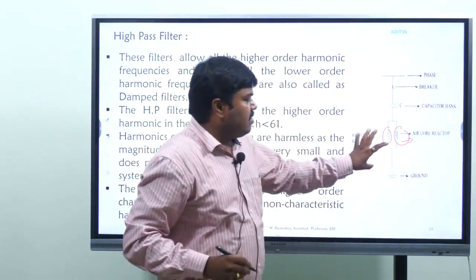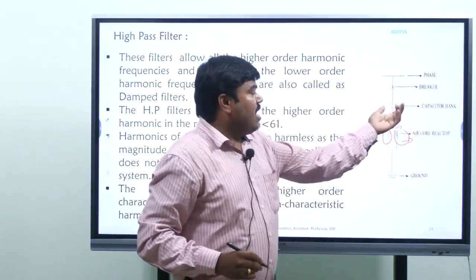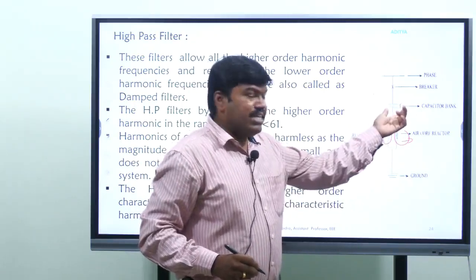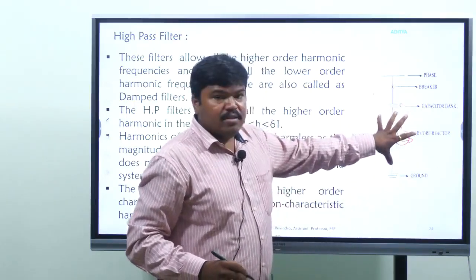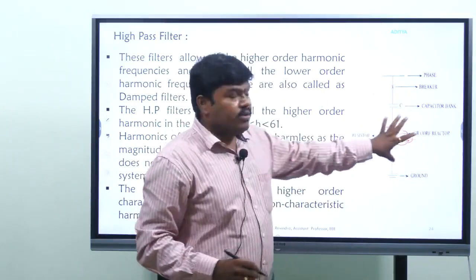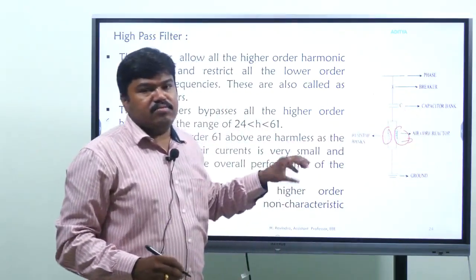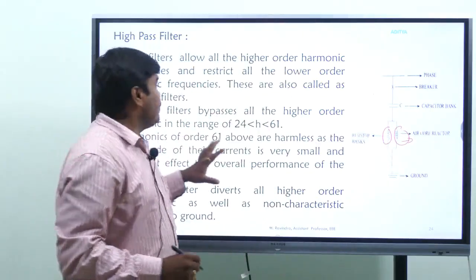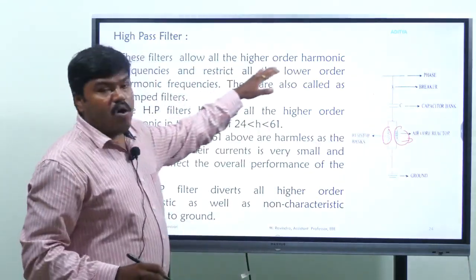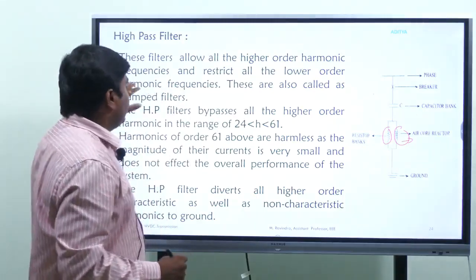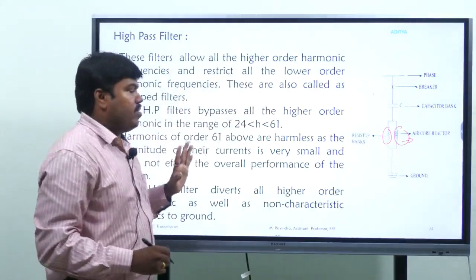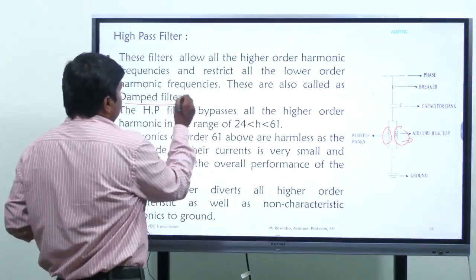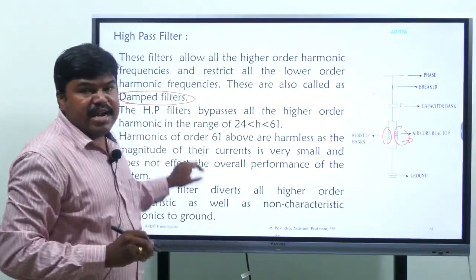That means the resistor and the air core reactor, these two are in parallel, and in series with the capacitor. This total is called a high pass filter. That means this total thing provides a low impedance compared to that of the high transmission line. These filters allow all the higher order harmonic frequencies and restrict all the lower order harmonics. These are also called damped filters.